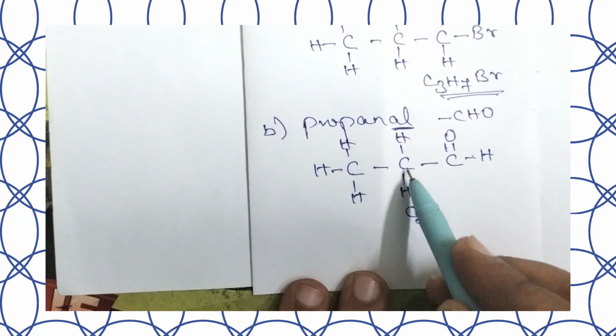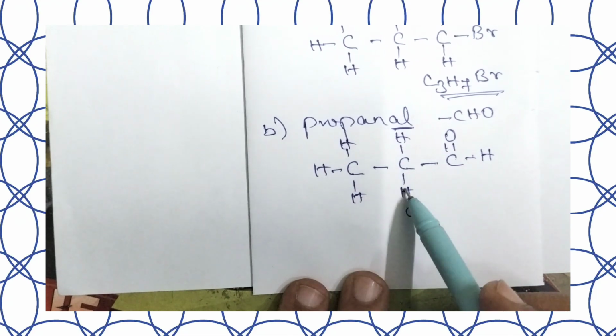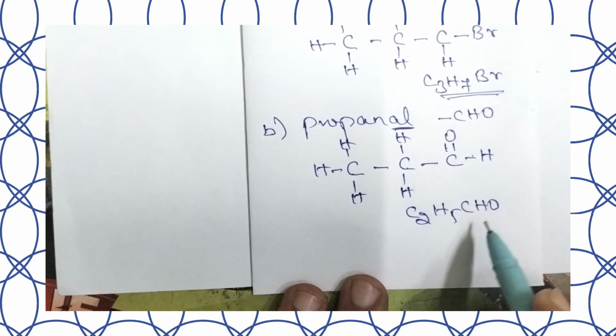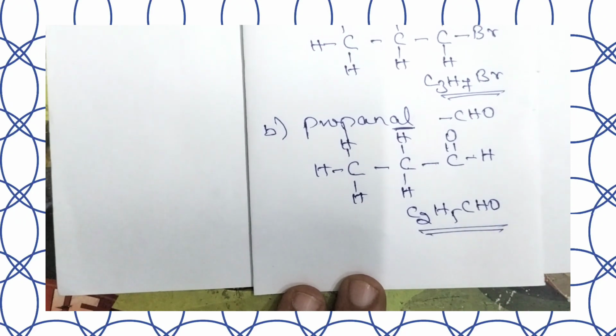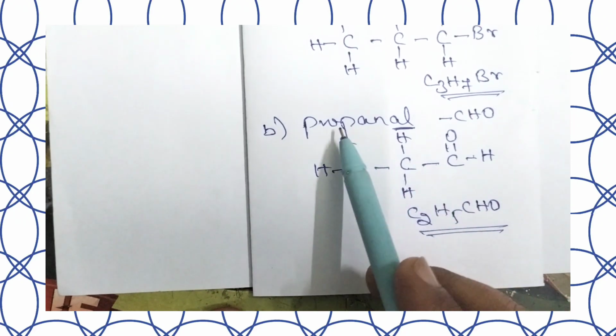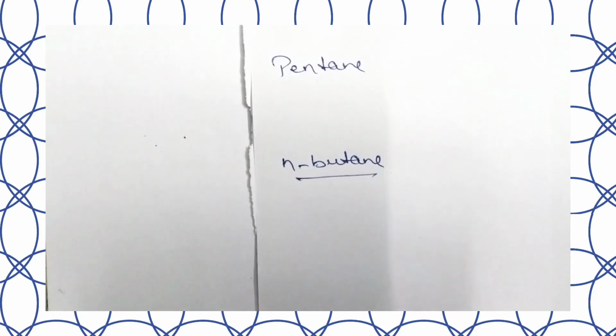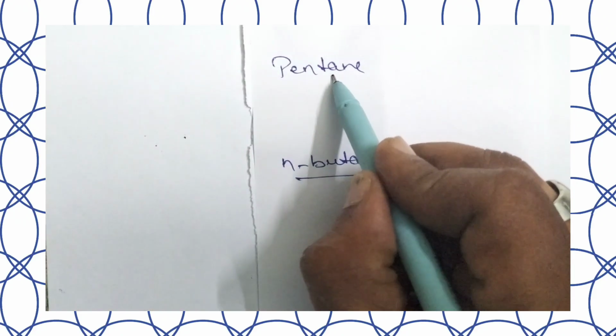C2, 1, 2, next 1, 2, 3, 4, 5, C2H5CHO. So C2H5CHO is the molecular formula for propanal, that is AL. Now let us move to pentane and n-butane. For pentane, there is ANE.